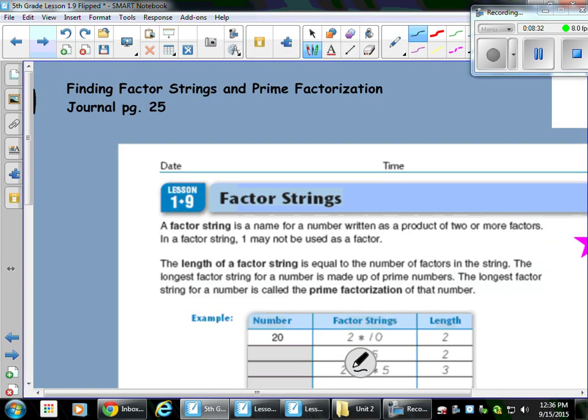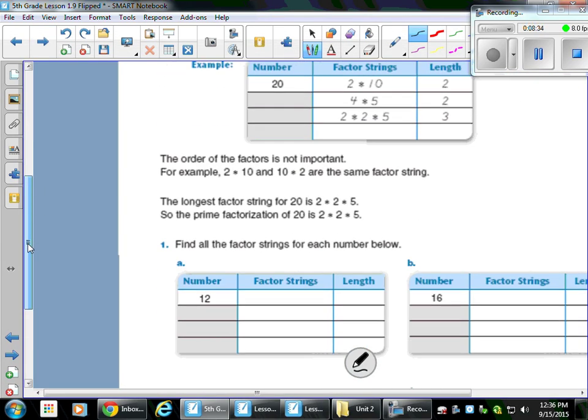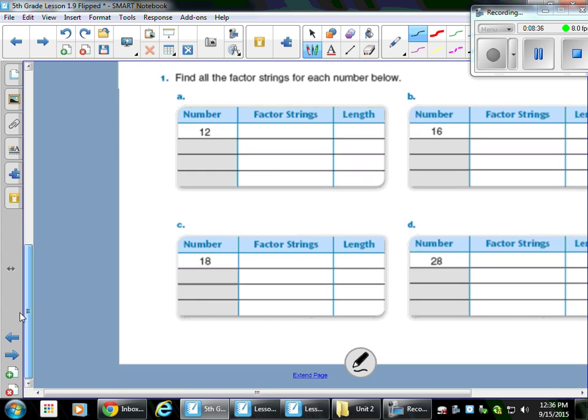All right, we just went over that. So here's what your assignment looks like today, just like that. So you have to find it for 12, 16, 18, and 28. I would start off with the prime factorization of 12. Break it apart. Of 18, break it apart. 16, break it apart. 28, break it apart.